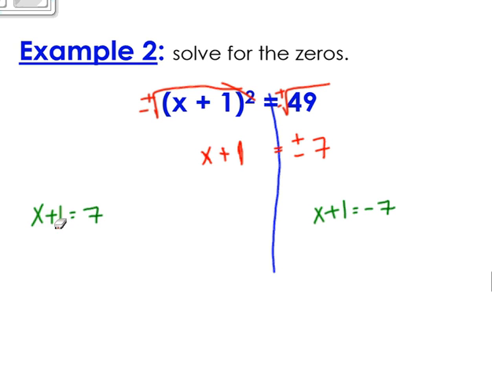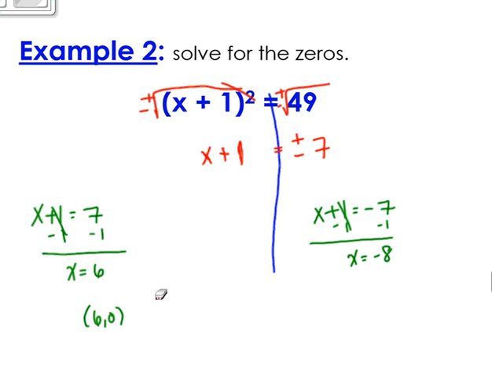So subtract 1, and one of my solutions is 6. So the ordered pair 6, 0 is a solution. And the other one is negative 8. So the ordered pair negative 8, 0 is a solution. Or a root.